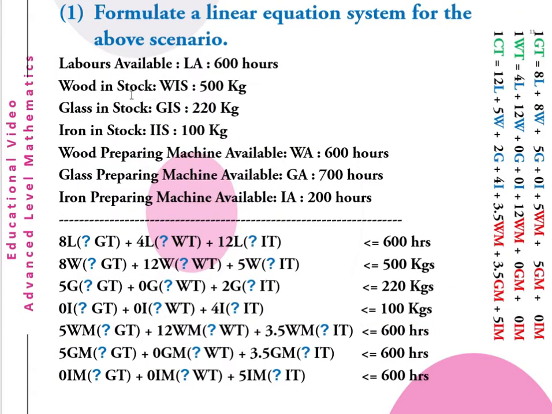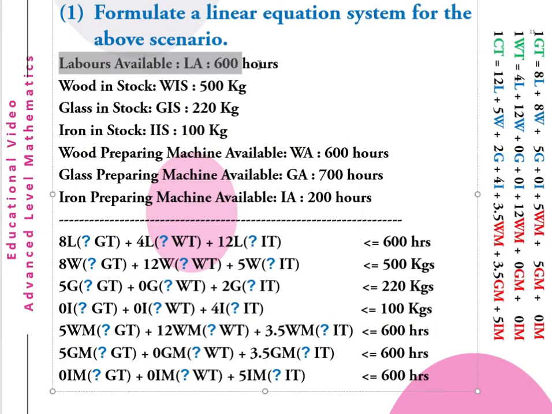Then we continue. This is the limitation we have. The labor available, we let it be LA, is 600 hours. Wood in stock, WIS, 500 kilograms. Glass in stock, 220 kilograms. Iron in stock, 100 kilograms. And the wood preparing machine available, we call it WA, 600 hours. Glass machine available, 700 hours. And iron machine available, 200 hours.